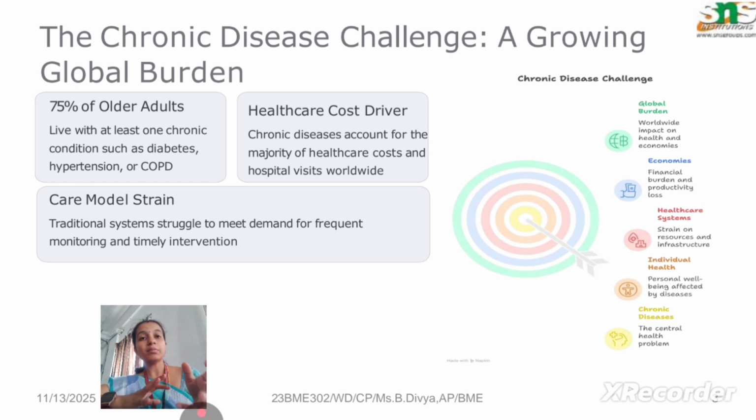Diabetes and hypertension are very common, where nowadays almost every patient has them. So to monitor them with very advanced care, we can use these monitoring systems. We can identify how the temperature increases, how blood pressure increases, and how the sugar level of the diabetic patient is found. And then healthcare cost driver: chronic diseases account for the majority of healthcare costs and hospital visits worldwide.